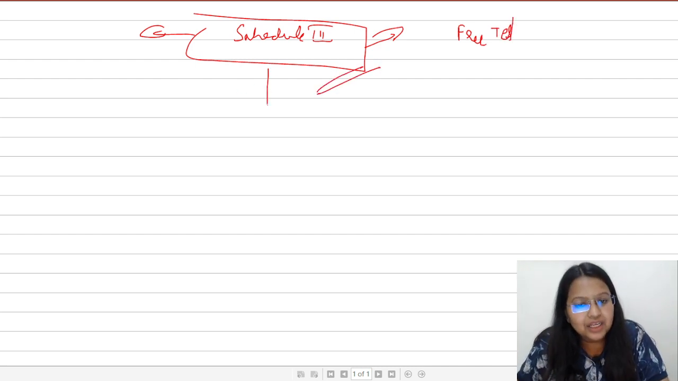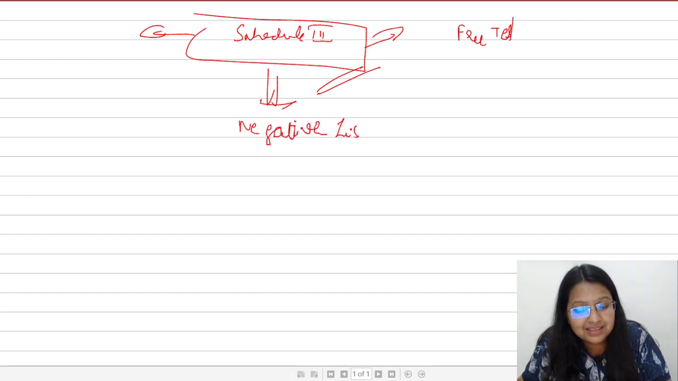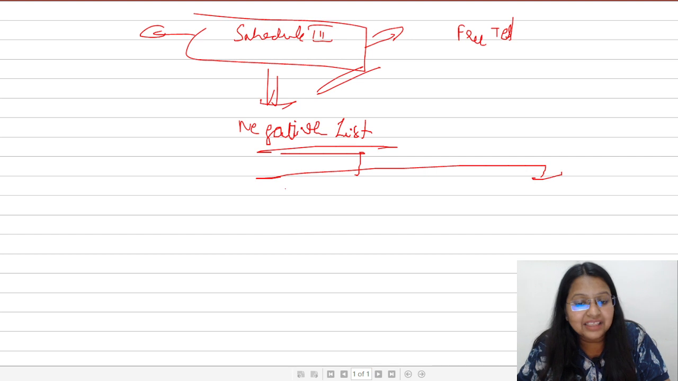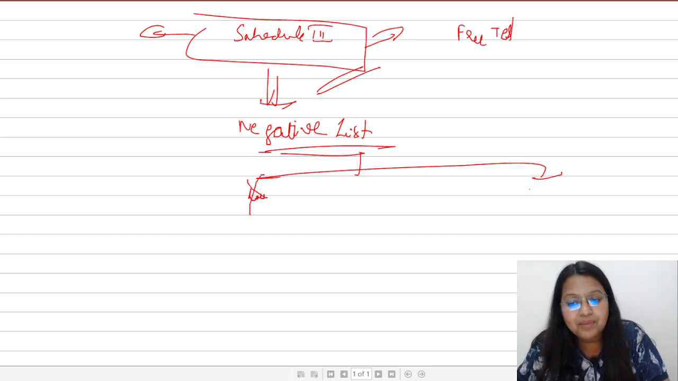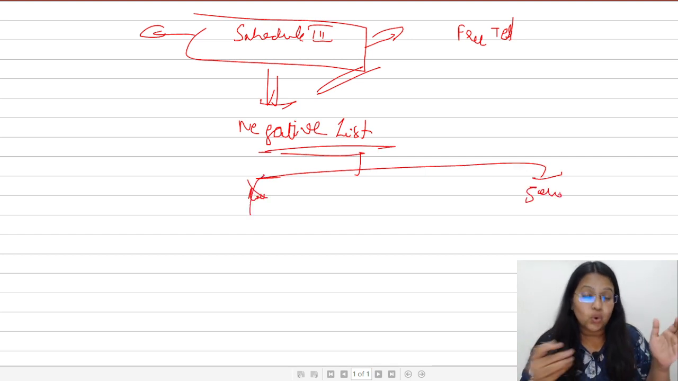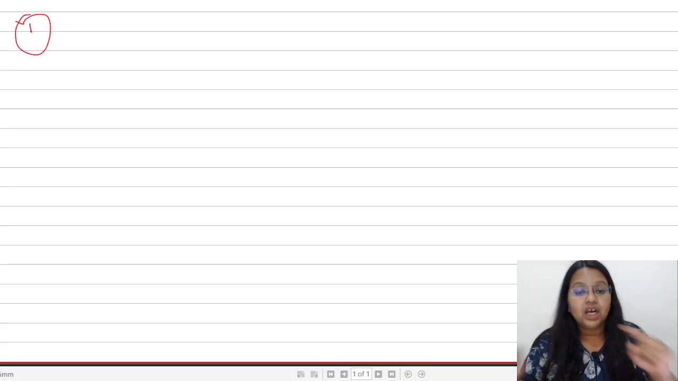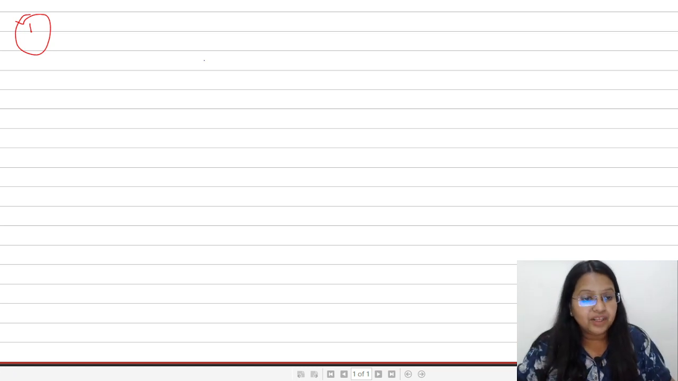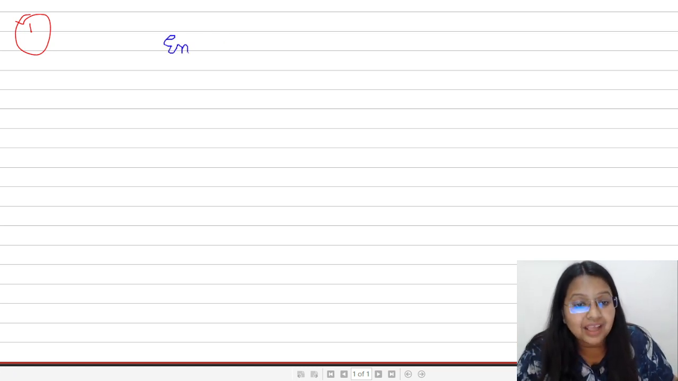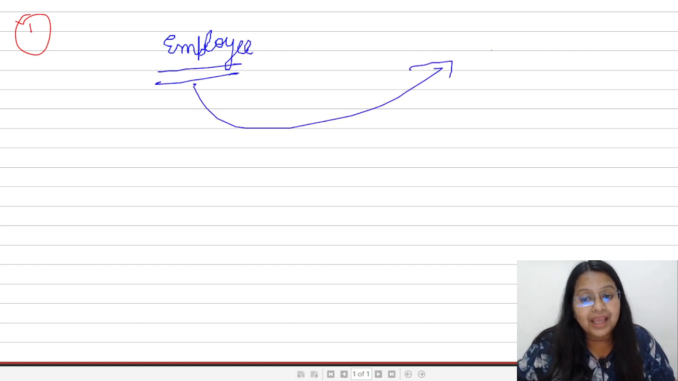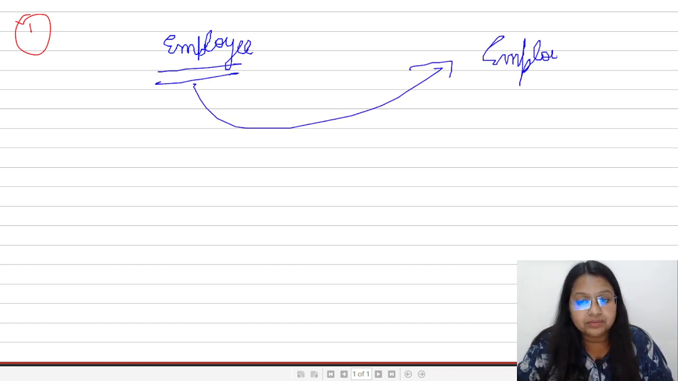Schedule 3 specifies the negative list. Negative list means that these activities will neither be treated as goods nor as services. If there are no goods or services, no GST will be attracted. Now the first activity covered in the negative list, that is Schedule 3, is the supply of services by an employee to the employer.